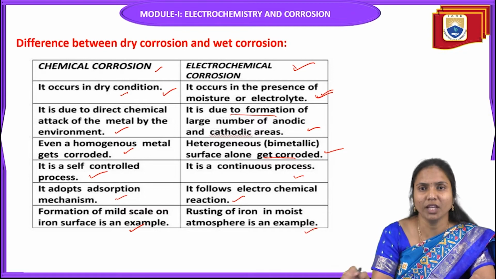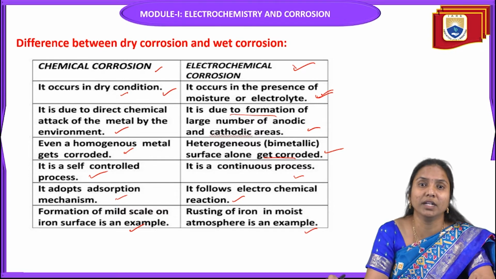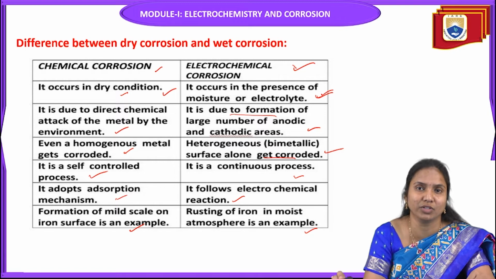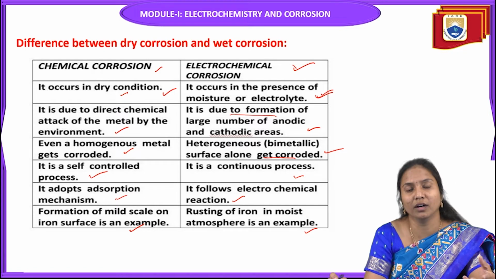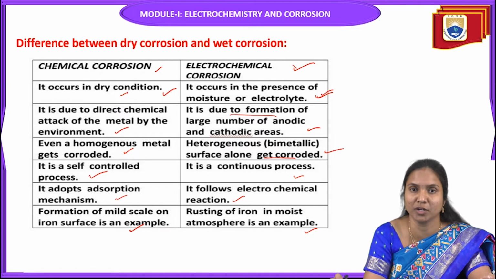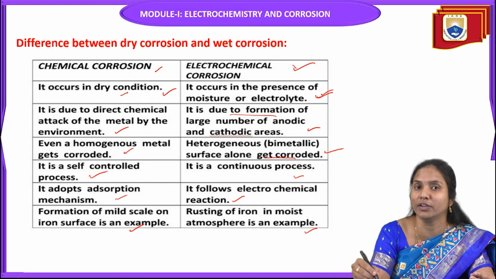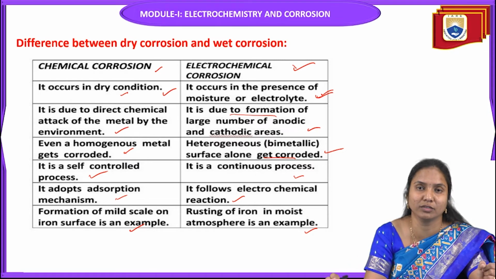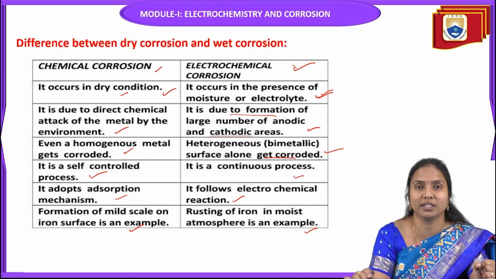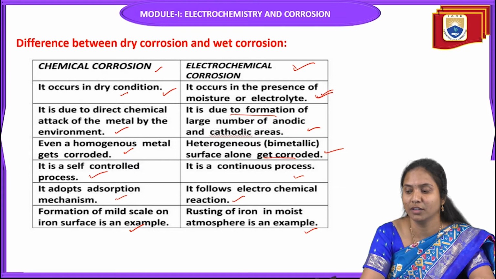Here also it is rusting of iron, but in the presence of moisture. For example, moisture present in the atmosphere, or when we dip it in a conducting solution. In this case also, this type of corrosion occurs. So these are the differences between dry corrosion and wet corrosion.